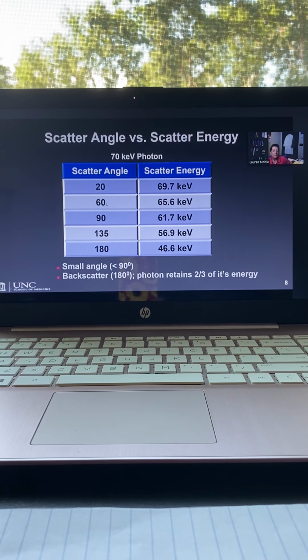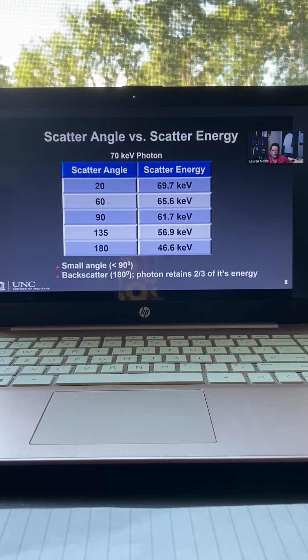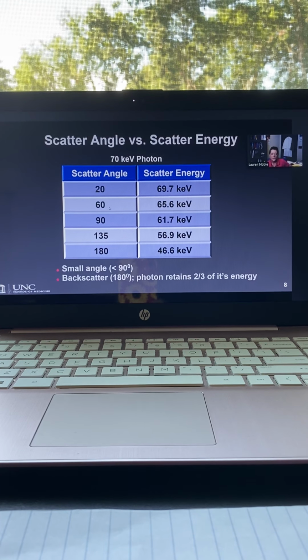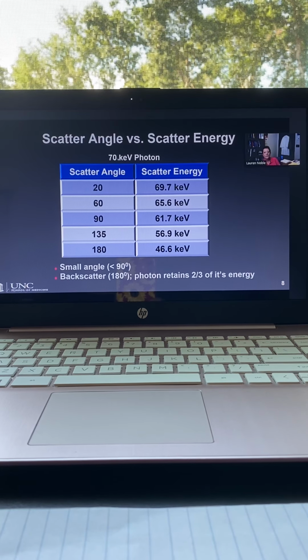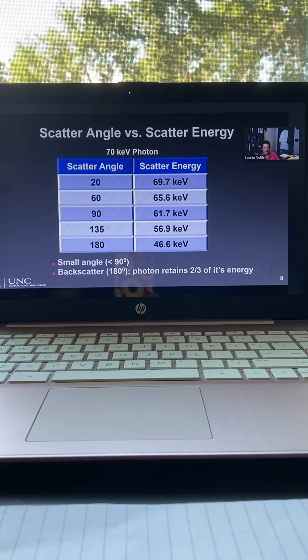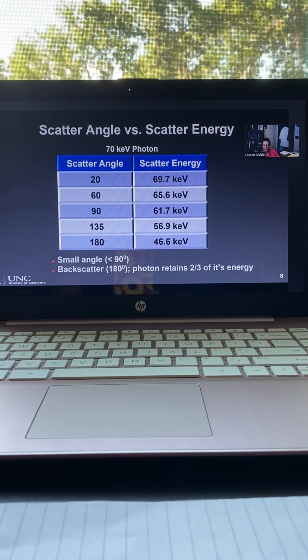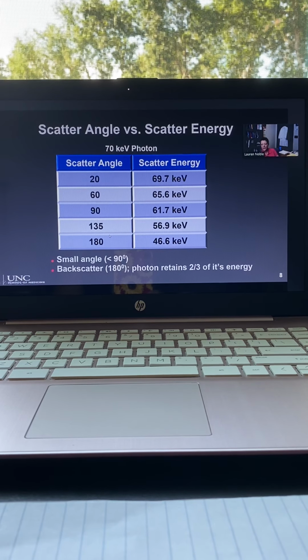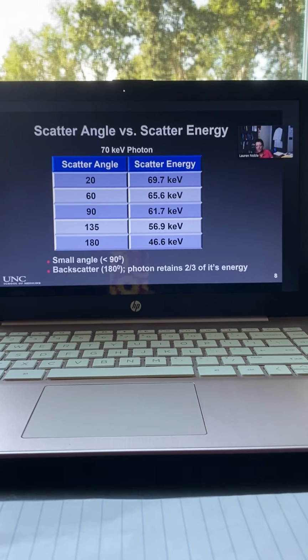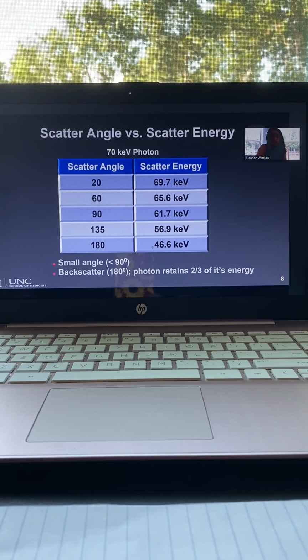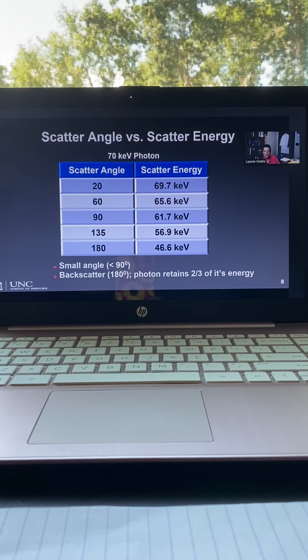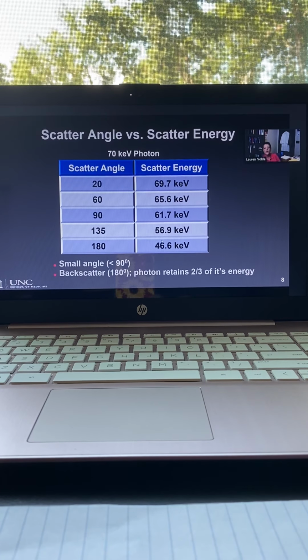But look what happens as the scatter angle increases. As the scatter angle increases, what happens? It is possible that a 70 keV photon can scatter at these different angles here. Okay, it is possible. The energies just go down as the scatter angle increases. It tends to lose more energy as that scatter angle increases. Okay.